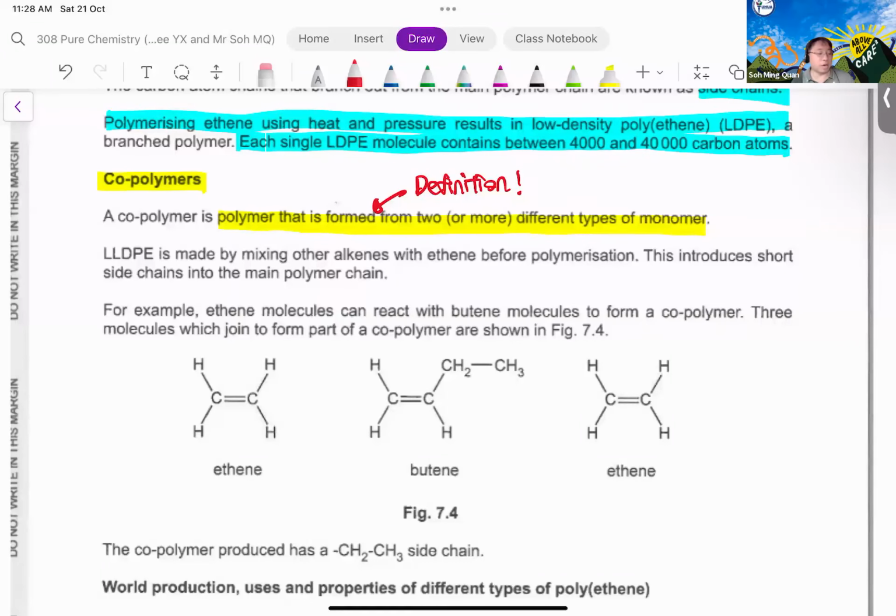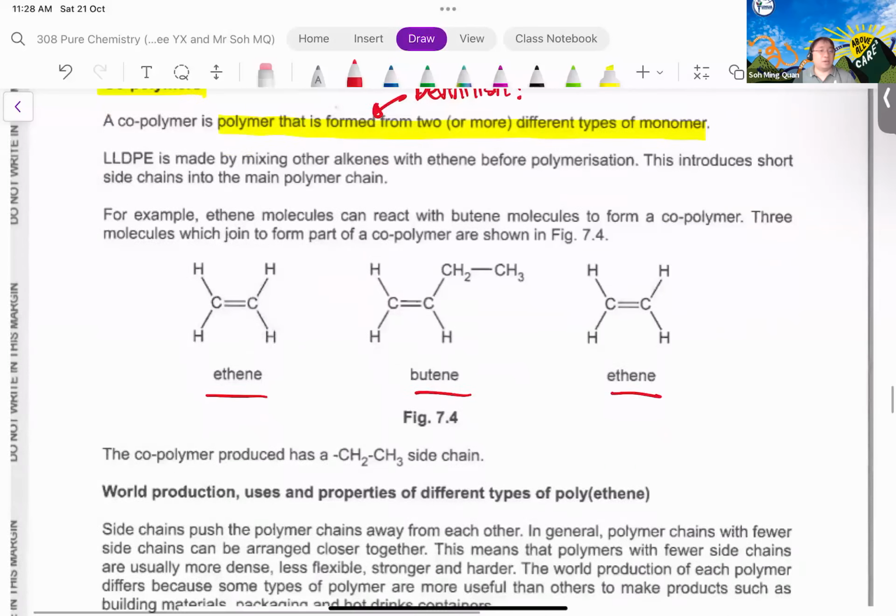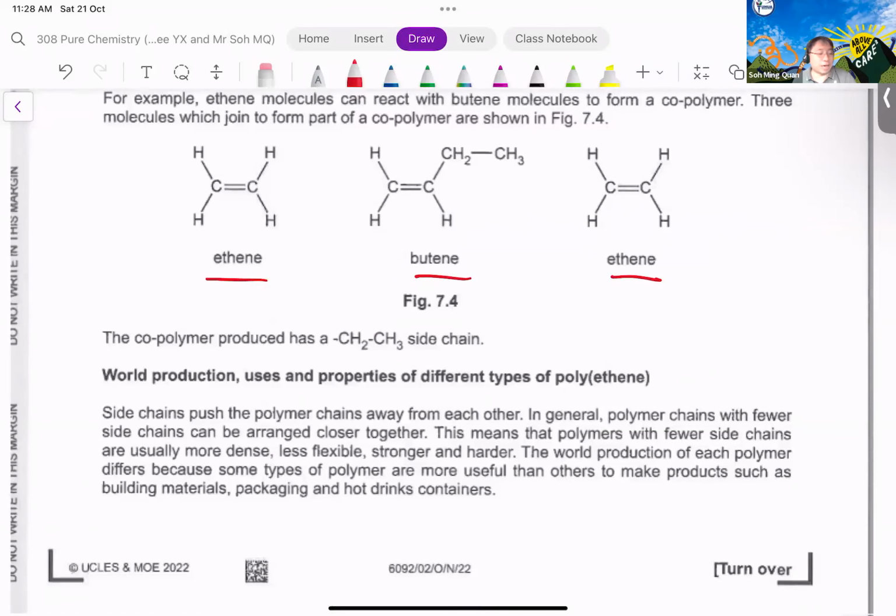Okay, so now you're given ethene, butene, ethene. Confirm will ask you to draw how the copolymer looks. Next, world production, uses of polyethylene. Again, definitions, trends, you must underline. You cannot highlight, but you can underline.